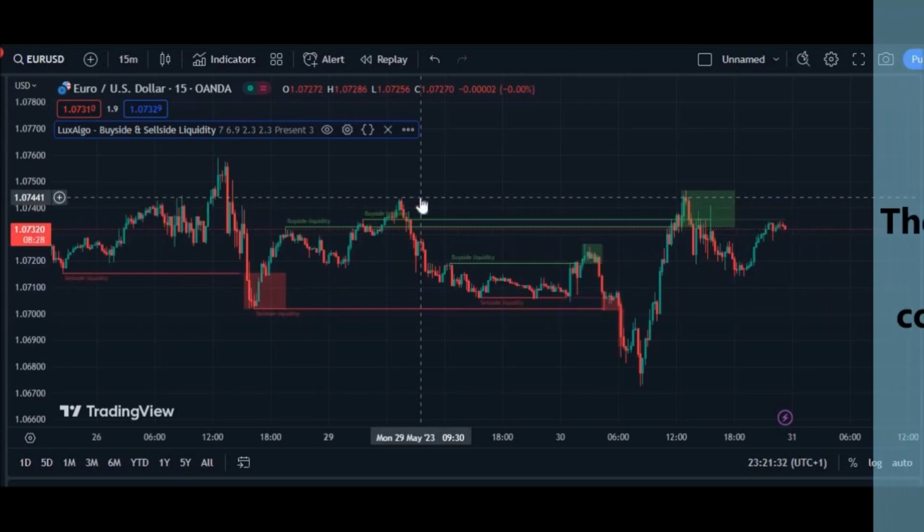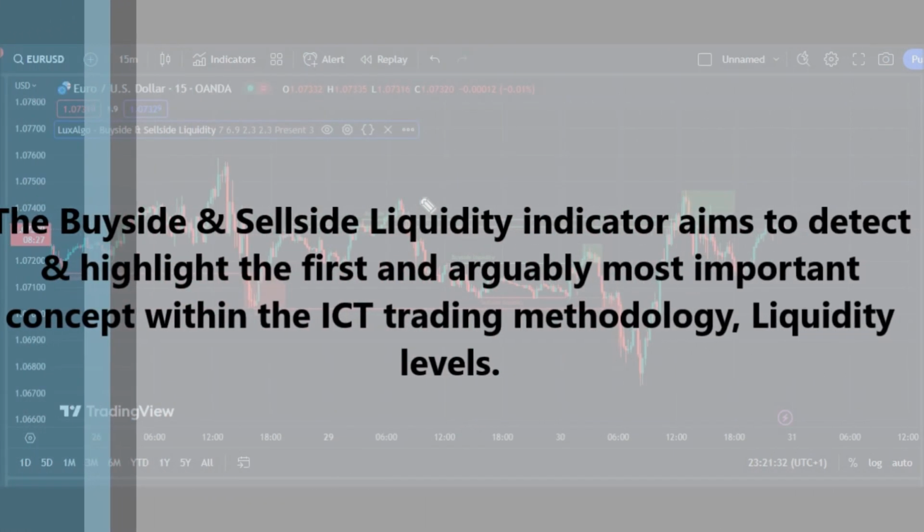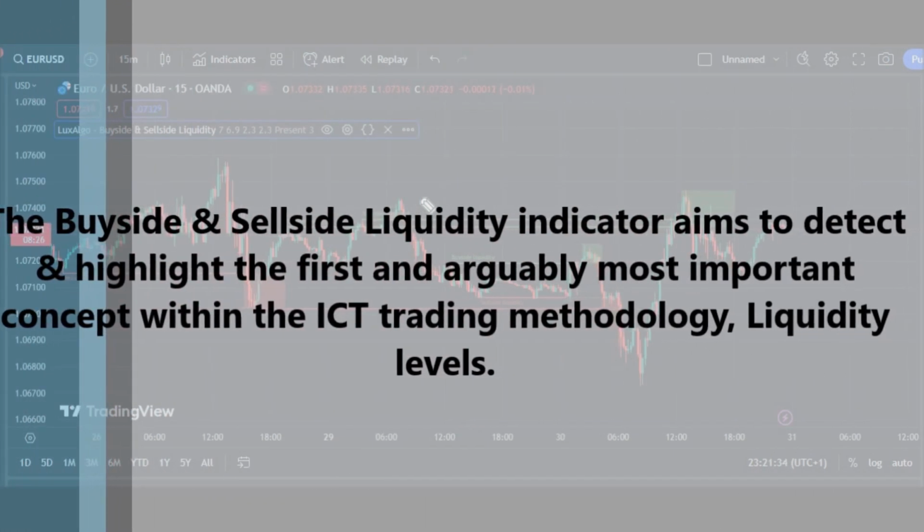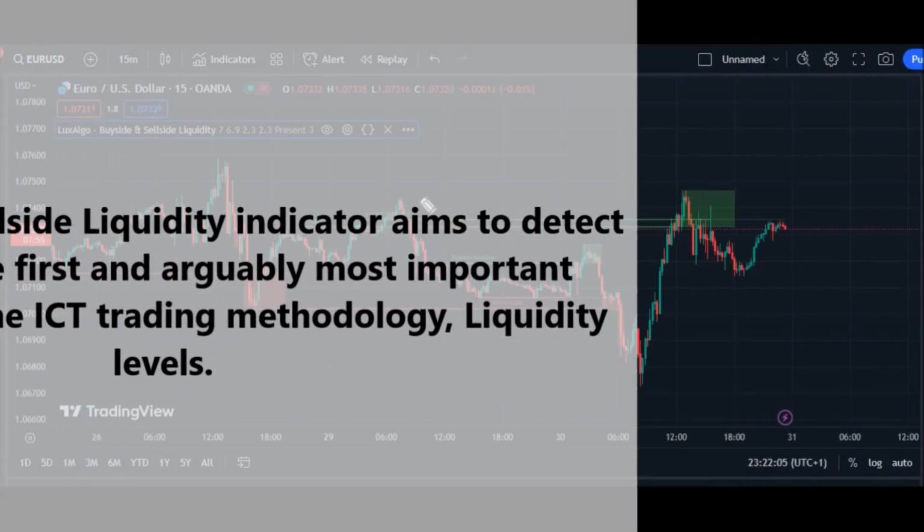So the buy side and the sell side liquidity indicator aims to detect and highlight the first and arguably most important concept within the ICT trading methodology, liquidity levels. And to those who really don't know what liquidity is, in simpler terms, you can say liquidity is the fuel the market needs so that it can really move. For a car to move, it has to have fuel. So for the market to move, it also needs liquidity. So that's why we are relating liquidity with the fuel the market needs so that it can really move.